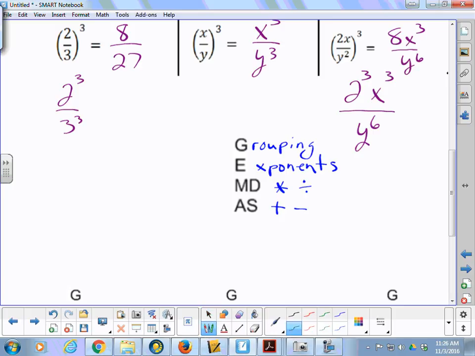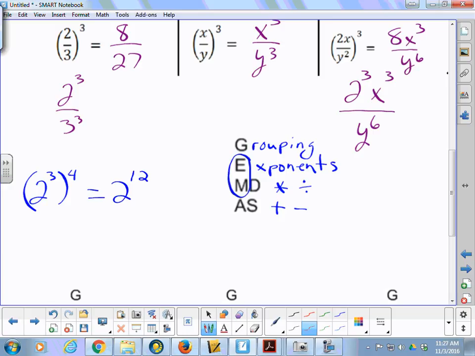All right, so let's see how they applied. So if we had 2 to the 3rd to the 4th power. So here we have grouping, all right? And so we are working with exponents here. And so when we're working with exponents, we do what? We multiply. So you can see here, in the GEMDAS, if we have exponents, then we multiply, because this is 2 to the 3 times 4, or the 12th power.